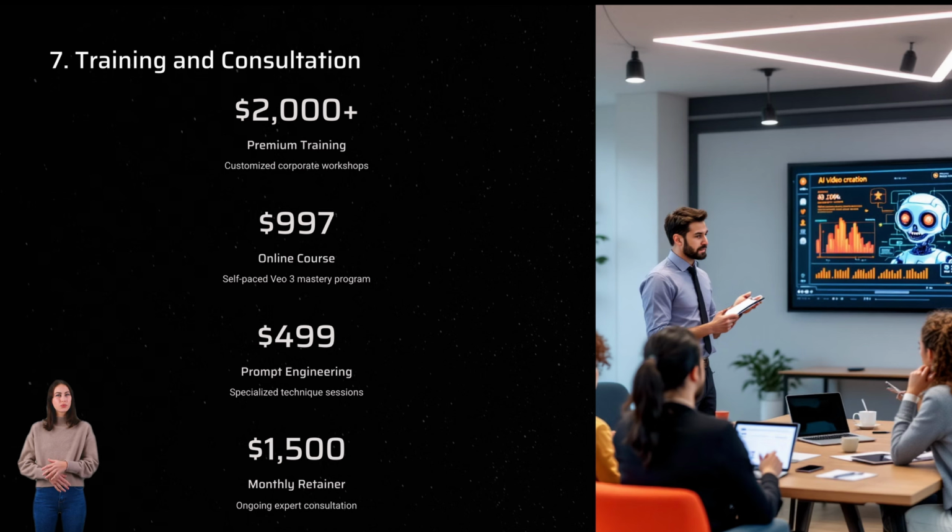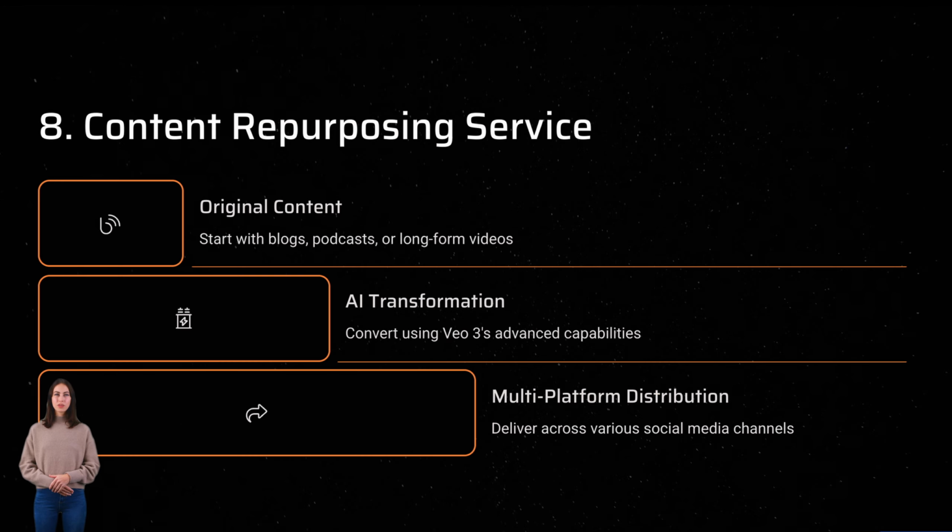Now for one of the most powerful and underused ways to generate income with Google Veo 3, offering a content repurposing service. This model is perfect for anyone who wants to help creators, coaches, businesses, and influencers get more mileage out of the content they've already made. Here's the big problem in digital content today. People work so hard to create a long blog post, podcast, or YouTube video, and then they post it once and move on. But with Google Veo 3, you can take that original long-form content and turn it into dozens of short, engaging videos for platforms like Instagram, TikTok, LinkedIn, and YouTube Shorts.